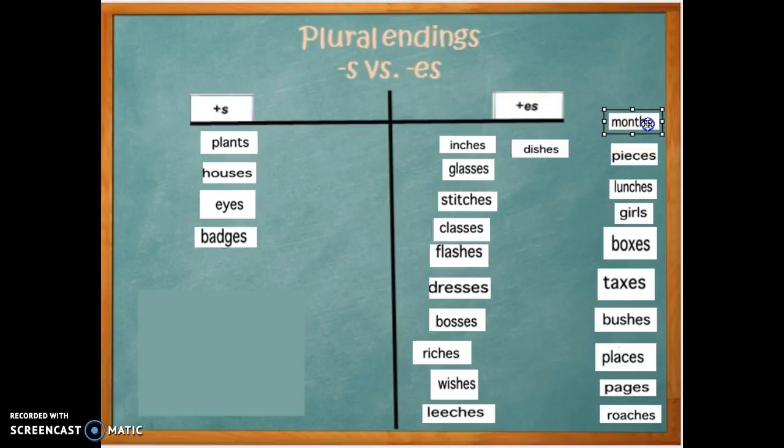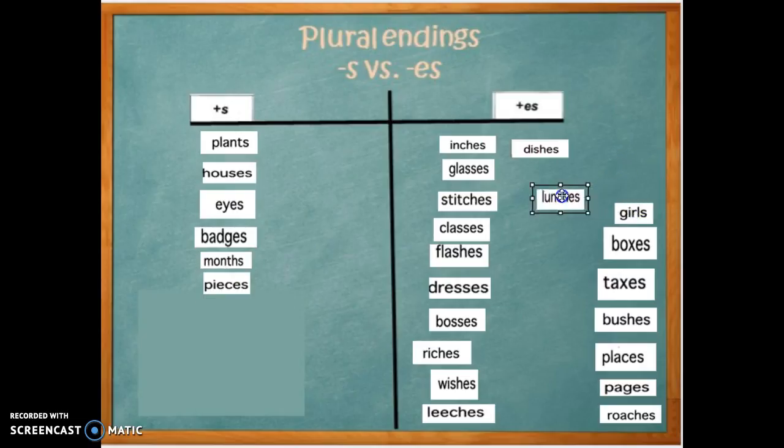Months. All right, that's an easy one. Just add a simple S. Pieces. So piece is one, right? One piece. All they did was add an S. So I need to bring it over here. Lunches. ES definitely, because one lunch is singular. Girls, that's easy. There's an S there. Gotta grab it over here.